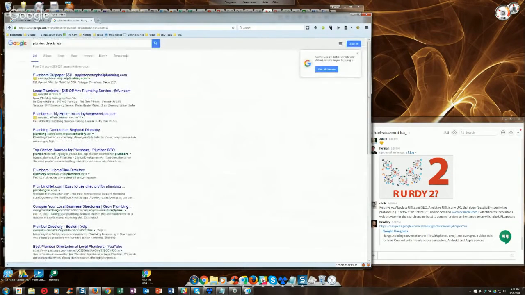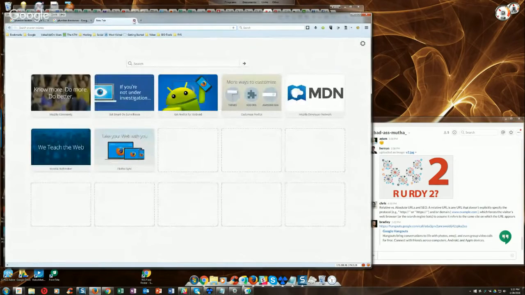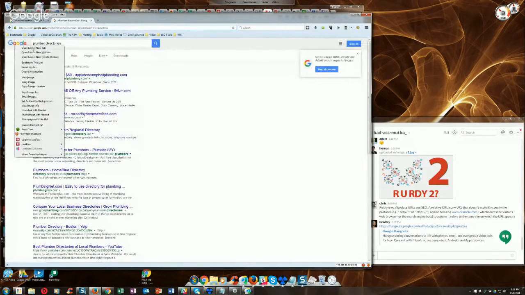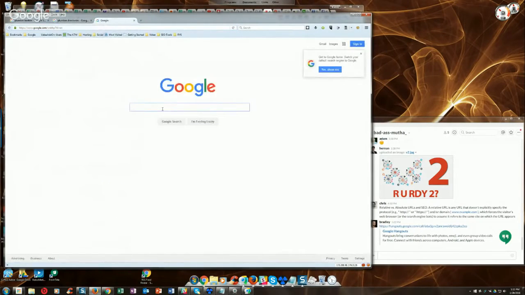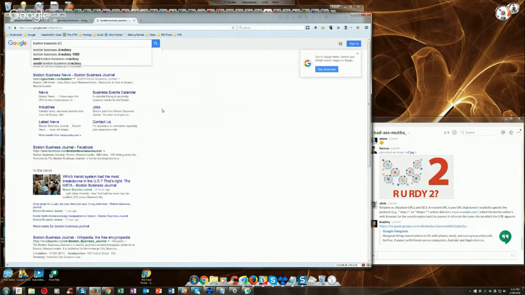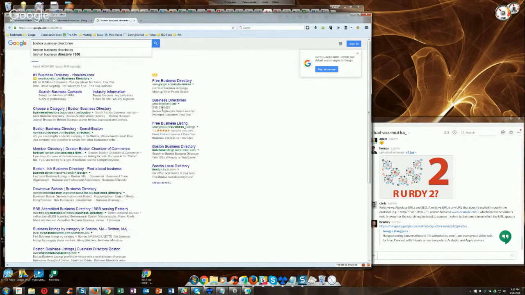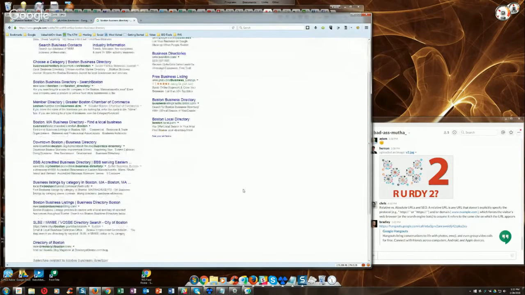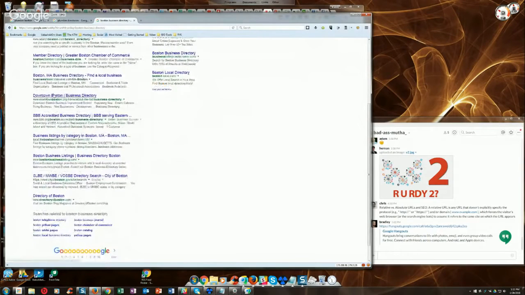Okay, let's take this another step further. There's actually 4 examples that I'm going to show you instead of just 3. Here's another one that we could do. We could look for Boston business directories. Okay, so now what can we do? We can crawl all of these URLs and see if there's any broken links to, it doesn't matter what type of business these links are coming from, or what domains we're buying.